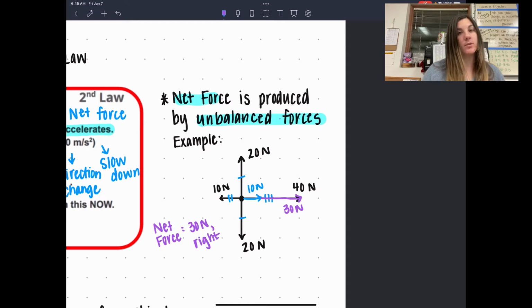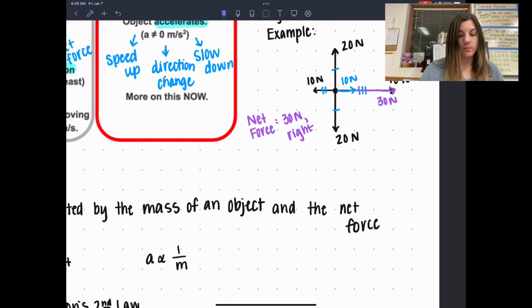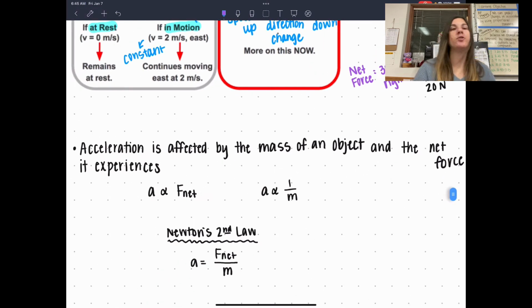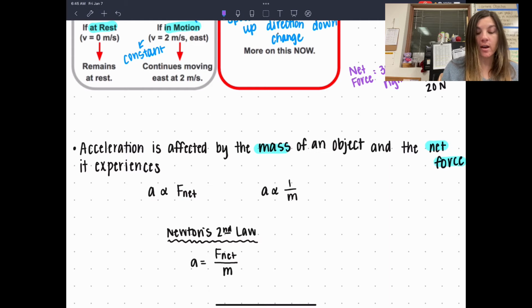Now, let's talk about those proportional relationships we discussed yesterday. Yesterday, we discussed that acceleration is affected by the mass of the object, and it's also affected by the net force that that object is experiencing. In our lab, we saw that when we increase net force by a factor, in other words, if we doubled net force, acceleration increased by the same factor and doubled as well. In other words, acceleration and net force are directly proportional.